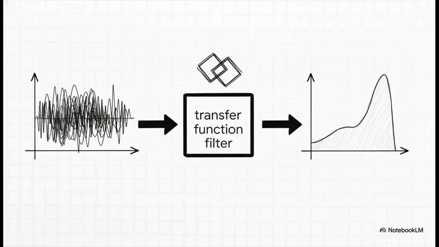For the power spectral density, the output PSD equals the input PSD multiplied by the magnitude squared of the filter's transfer function. And if we look at the cross-correlation between the input and output in the frequency domain, the interspectral density equals the input PSD multiplied by H of f.